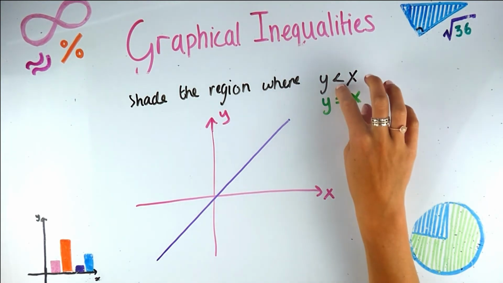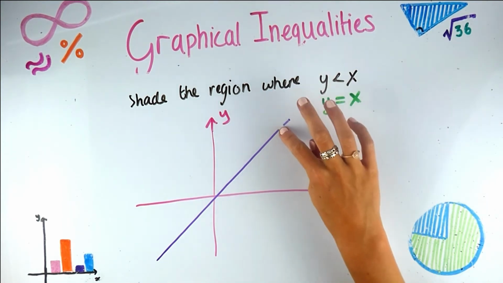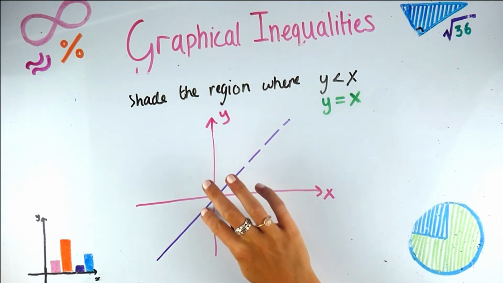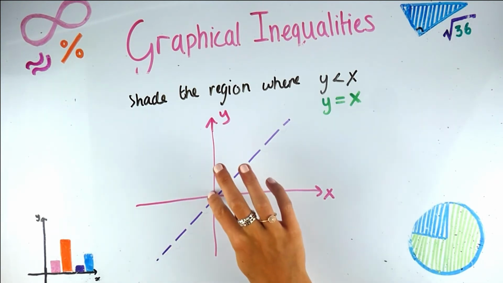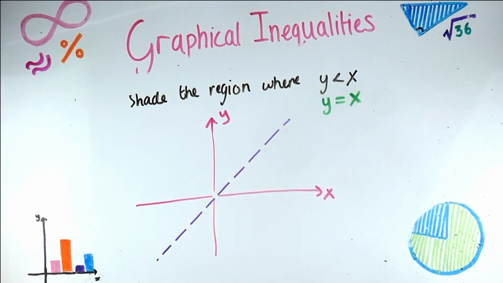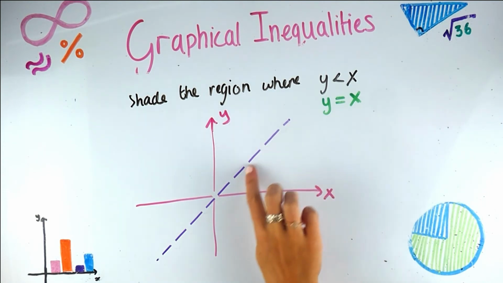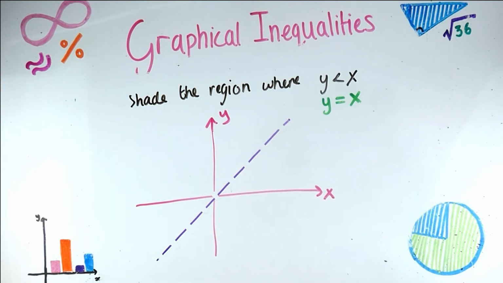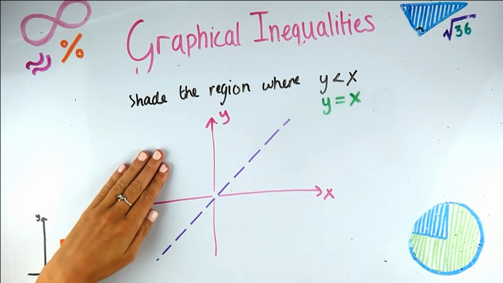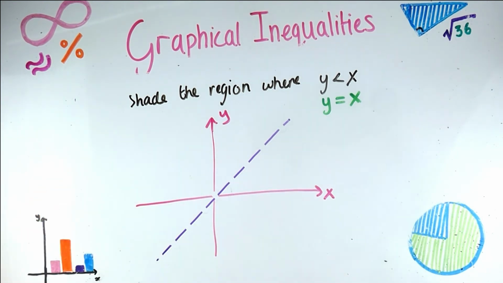However, because the inequality is not "or equal to", what people tend to do is draw a dashed line. If it's "or equal to", they draw a solid line, but if it's not "or equal to", they draw a dashed line. Obviously you can't rub it out in your exam as easily as I can on a whiteboard, so maybe think that through before. Now you want to shade the region where y is less than x. So this is where y is equal to x along here. You're either going to shade this region or shade this region. And the way you decide is this. This is the way that I find works best.